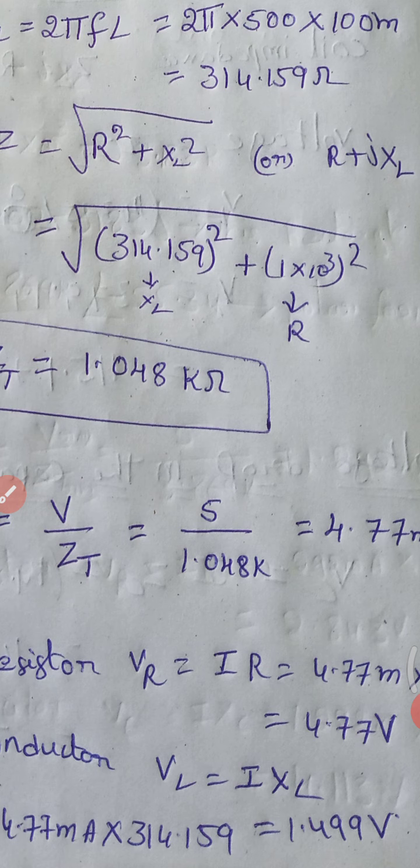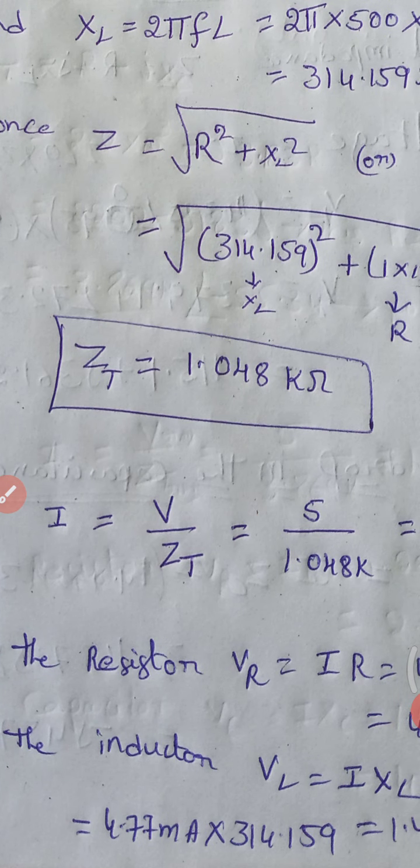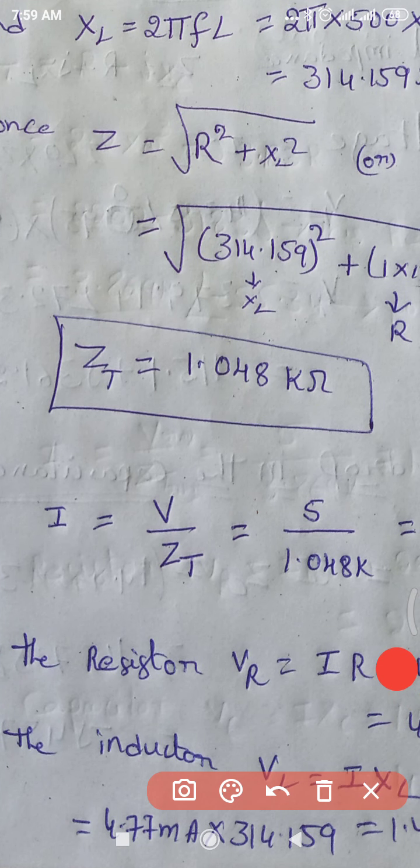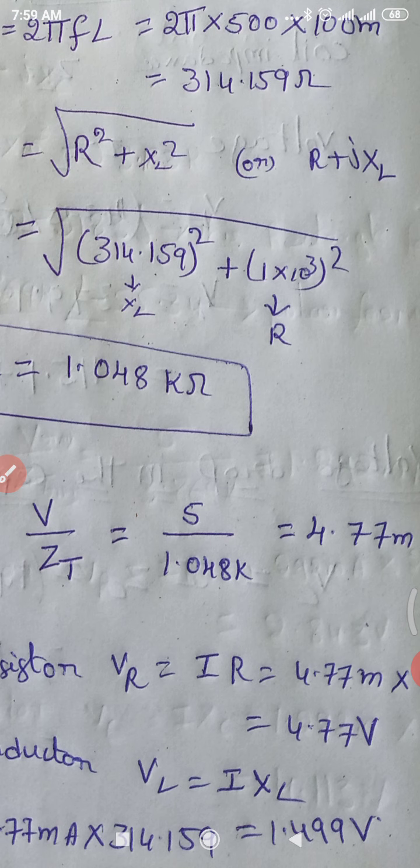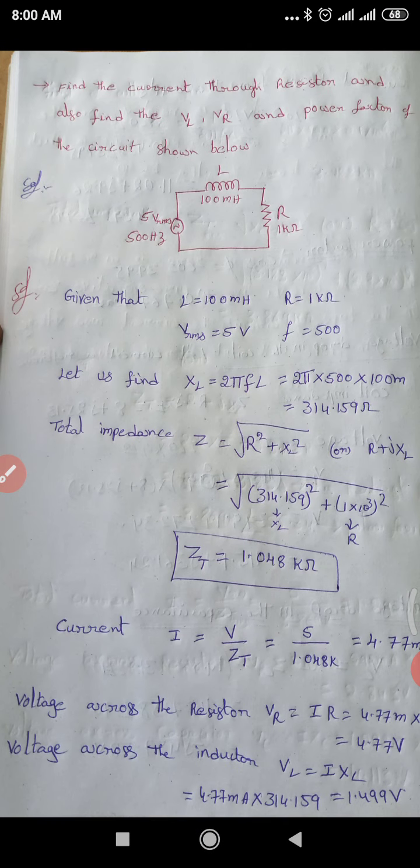Similarly, we calculate the VL. VL is equal to I into XL. So we already calculated the XL value and the I value. The I value is 4.77 milliamperes and the XL value is 314.15. If you calculate the product of these two, we get 1.499 volts. So in this way we can calculate the voltage across the resistor and the voltage across the inductor.